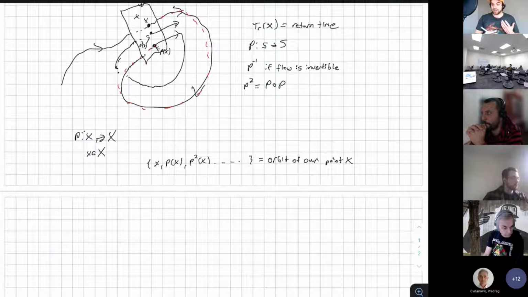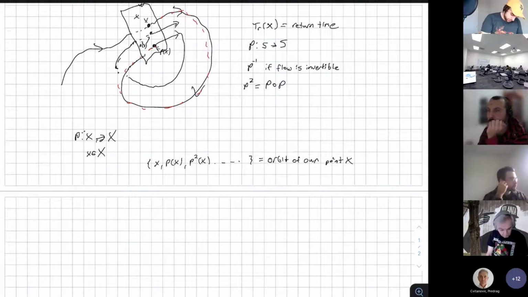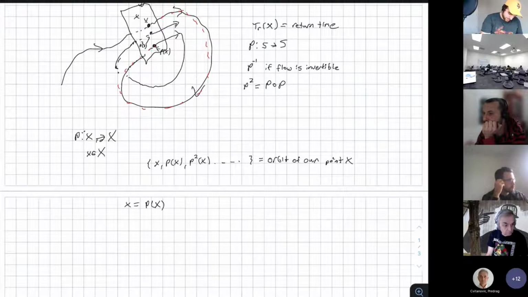And we're going to be interested in a particular subset of these, which are fixed points. So what do I mean by a fixed point? In general, what I mean by a fixed point is just that if x equals p of x, it is called a fixed point.